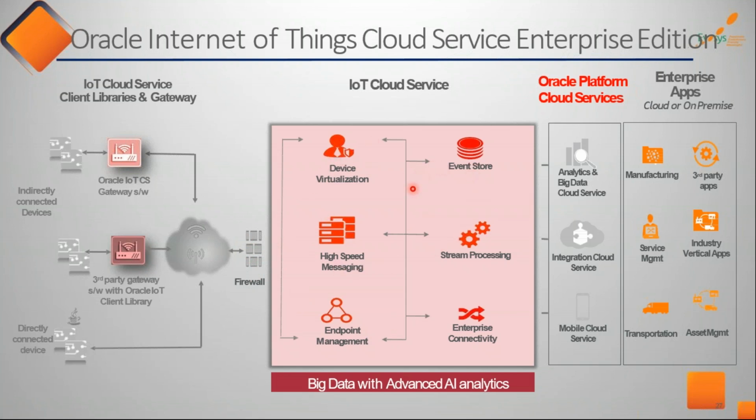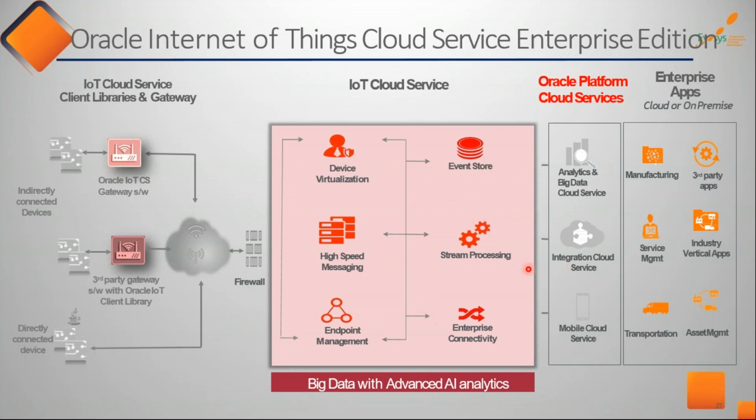The underlying architecture for IoT applications is the Oracle IoT platform, where you have your device virtualization. You can register your devices which are connected to those assets. It supports high-speed messaging and streaming data from your assets and devices. You can do endpoint management, where you have enterprise connectivity with your devices, and you can connect and disconnect devices, associate devices to multiple assets, and so on.